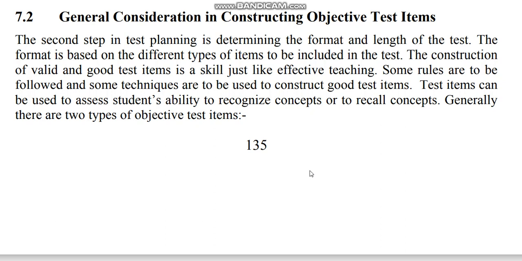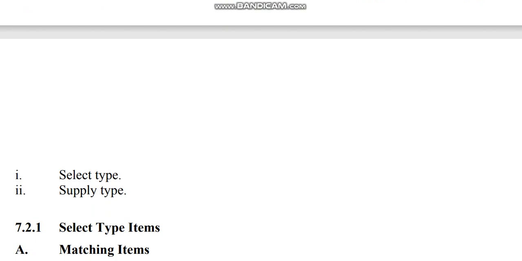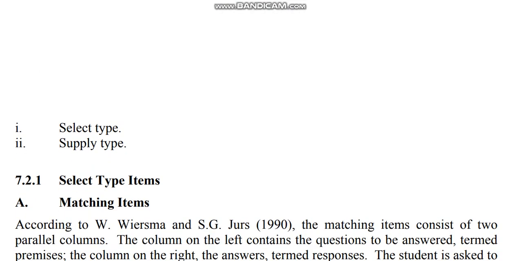The construction of valid and good test items is a skill just like effective teaching. Some rules are to be followed and some techniques are to be used to construct good test items. Test items can be used to assess students' ability to recognize concepts or to recall concepts. Generally, there are two types of objective test items, that is select type and supply type.